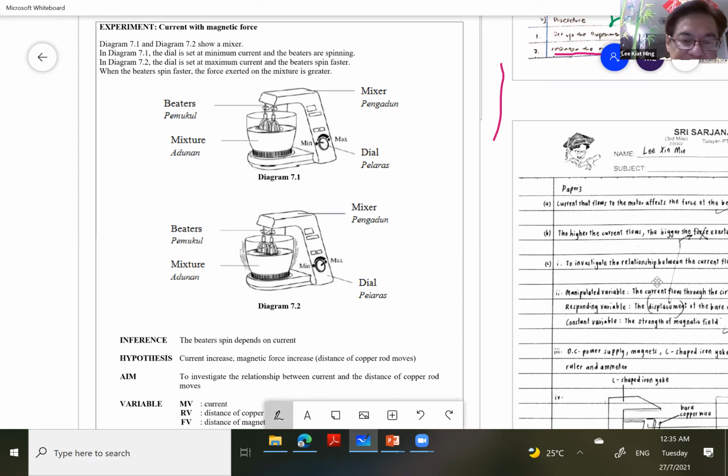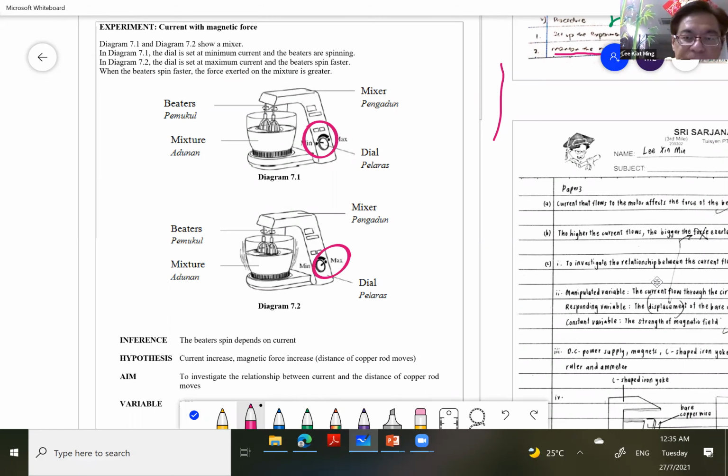Do you notice the maximum here? You show maximum here, and this one is close to minimum. When the dial shows minimum, it spins slowly. And when you change the dial to maximum, it spins fast. So it's like a fan. Clear? Fast, right? And then you need to talk about it.